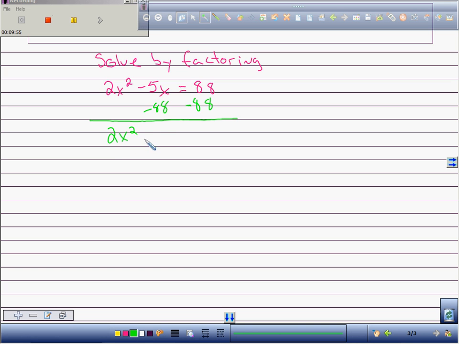2x squared minus 5x minus 88 equals 0. It has a 2, and this isn't so bad. You can sometimes just guess at it, okay? Watch. I'm going to factor this way. What are the only two things that will multiply to 2x squared? 2 and 1, right? So I'm going to put a 2x here, and an x over here, because that's going to give me my 2x squared.